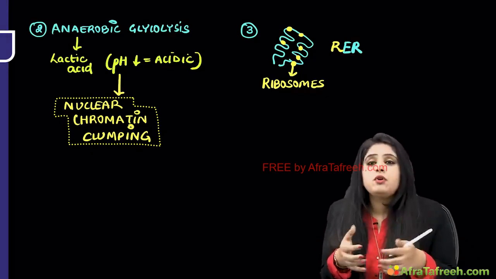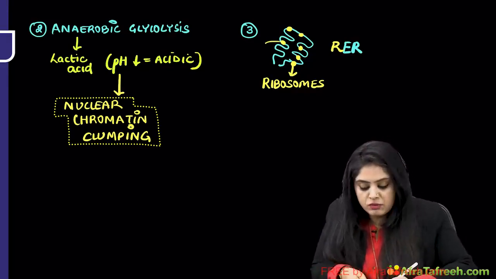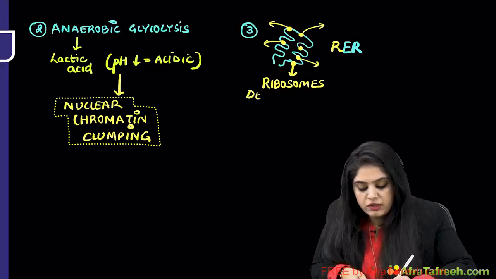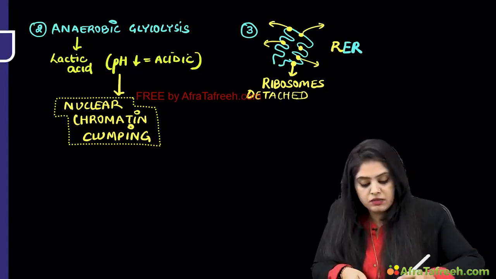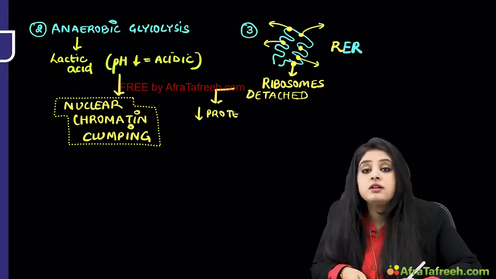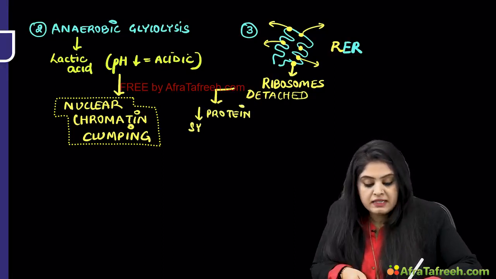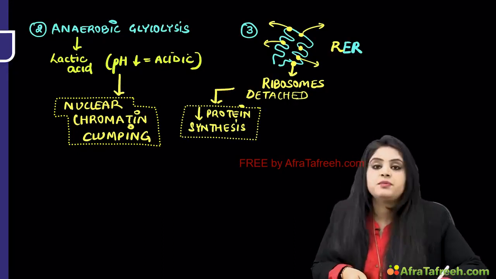Fine. Now, because of all the oxygen not being there, ATP not being there, these ribosomes get detached. These ribosomes are going to get detached. Now tell me, no ribosomes, no rough endoplasmic reticulum, what do you think is going to happen to the protein synthesis? It goes down. Third backbone gone. There is a decrease in the protein synthesis that basically takes place. So protein synthesis is gone.